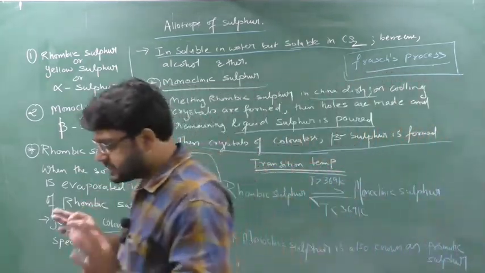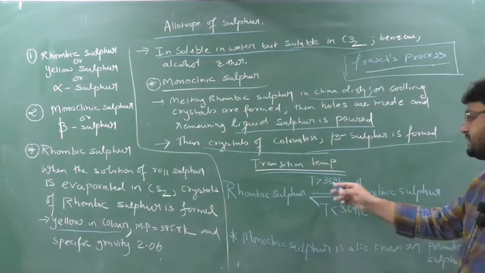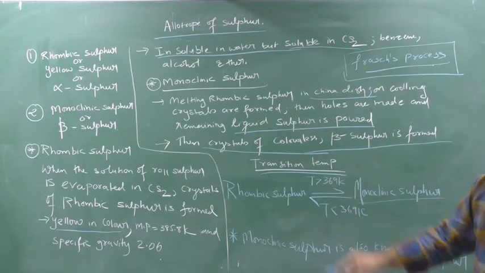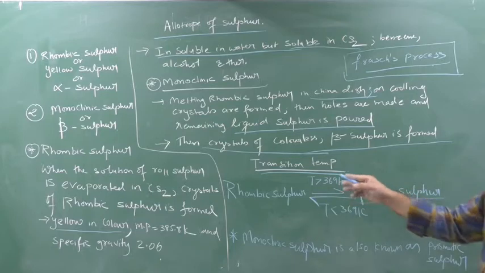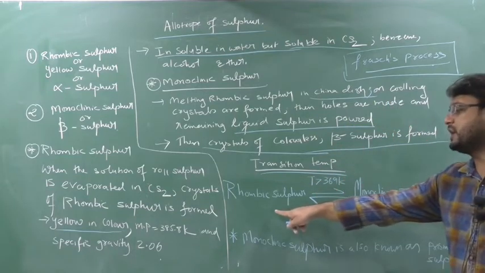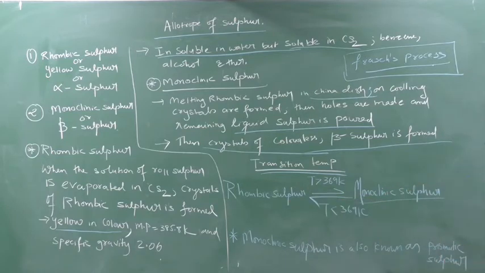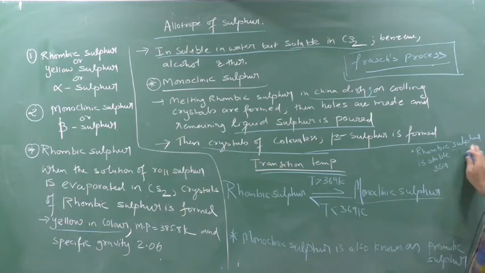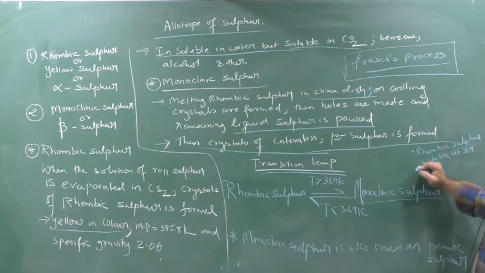Clear? See, understand once more. Rhombic sulfur when heated above 369 Kelvin will convert into monoclinic sulfur. It means rhombic sulfur is unstable at temperatures above 369 because it is converting into monoclinic sulfur. So rhombic sulfur is unstable above 369 Kelvin, but stable at temperatures below 369 Kelvin. I can add here, rhombic sulfur is stable at 369 or below, yes or no, or below.